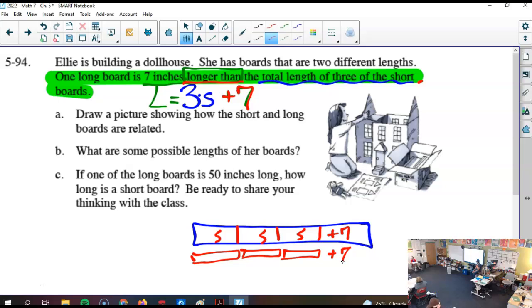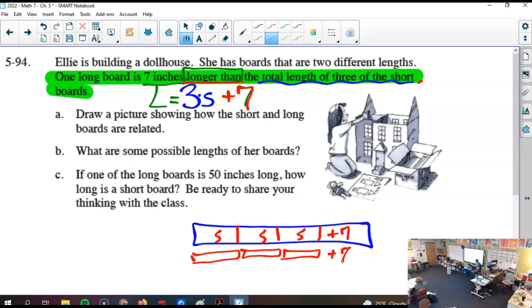Phoebe, if one of the longboards is 50 inches long, where would I put my 50 inches in that equation that we built? You're all good. Mallory? What's 50? What do they tell us 50 is? Skip it if you want to. It's totally fine. Eric? What is 50? Here, what's it tell us?